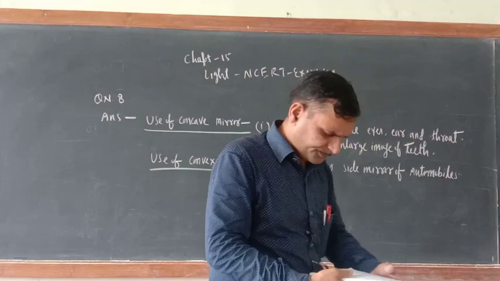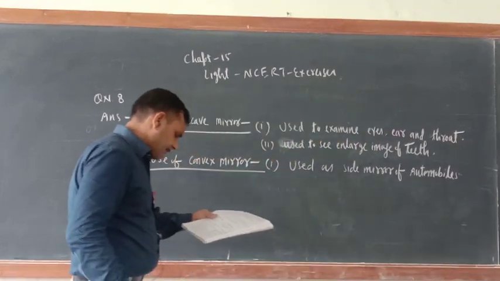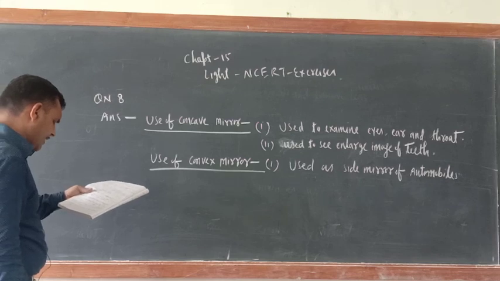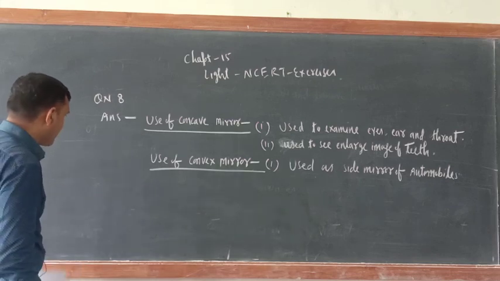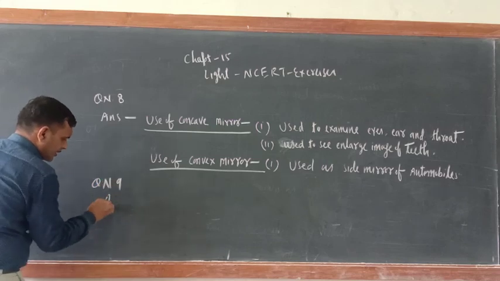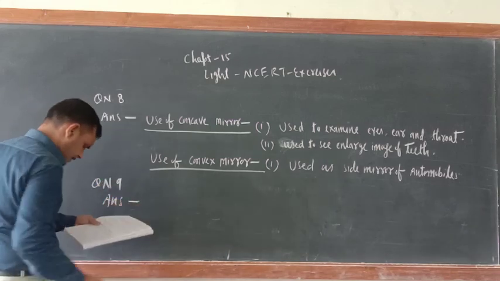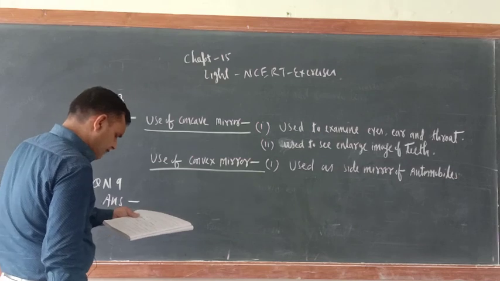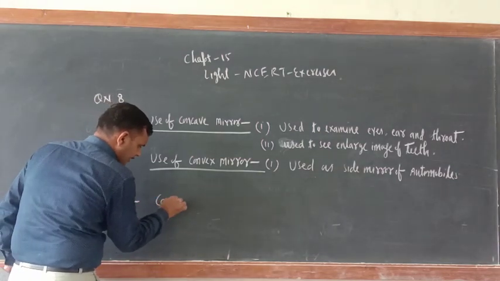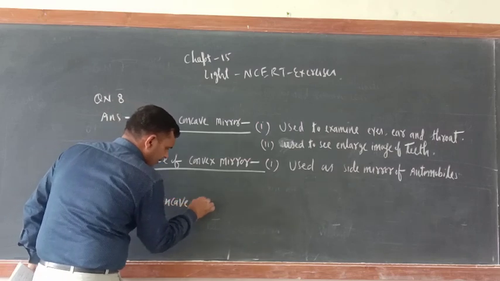Some more questions are there. They are actually one word type. Question number 9, which type of mirror can form real image? Already you have seen the question. Which type of mirror can form real image? Concave mirror.